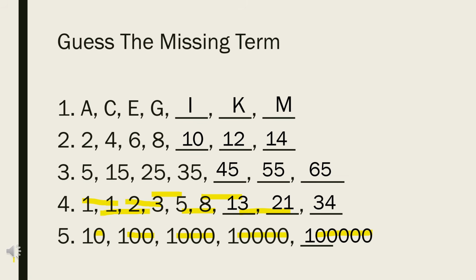Another way to solve this one is to multiply the first term by 10. So we have 10 times 10 is 100. 100 times 10 is 1000. 1000 times 10 is 10,000. And 10,000 times 10 is 100,000. So whichever process you choose, you'll still have the same answer. You just observe the pattern and provide the missing term.